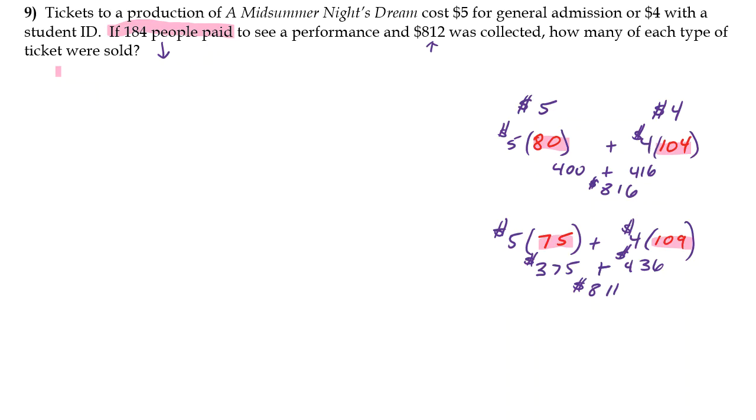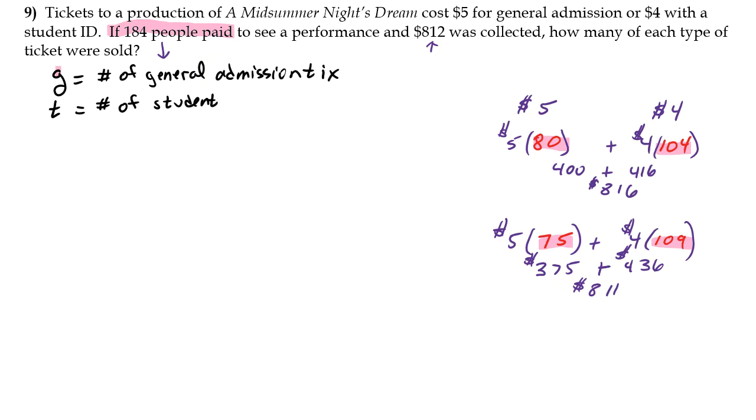So now it's time to define our variables. Let G equal the number of general admission tickets. We don't know how many of those there are. That was the $5 ones. And then the $4 ones were for student ID. I don't like to use S because sometimes my S's look like 5s. I'm going to let T equal the number of student tickets. Now, make sure you don't just write T equals student. Student is not a number. Your variables should represent values.